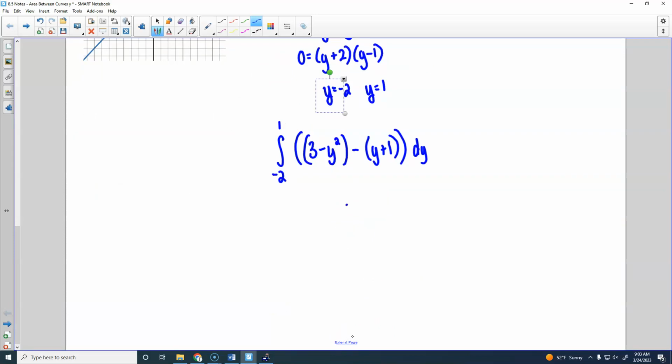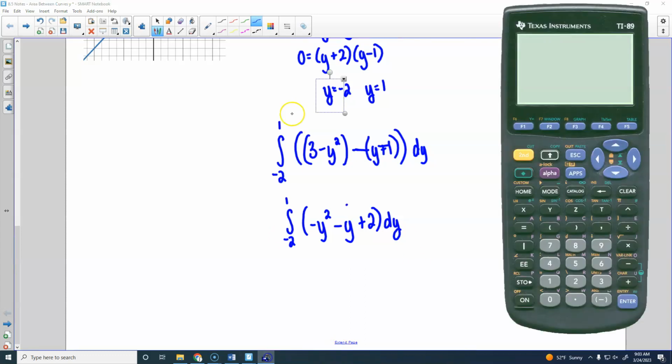Everybody okay here? All right, if we simplify that, we are going to get negative y squared minus y plus 2 dy. It's likely you'll see this on a calculator active problem, but I feel confident in your ability to integrate and evaluate it, and we don't have a lot of time today. So let's integrate it on the calculator.